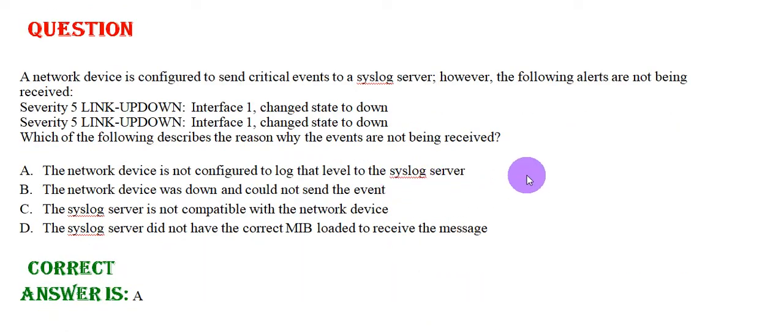A network device is configured and sends critical events to a syslog server. The following alerts are not being received: severity 5, link up down, interface 1, change state to down. Which of the following describes the reason why the events are not being received? Option A, the network device is not configured to log that level to the syslog server. Option B, the network device was down and could not send the event. Option C, the syslog server is not compatible with the network device. And option D, the syslog server did not have the correct MIB loaded to receive the message. The correct answer is option A.